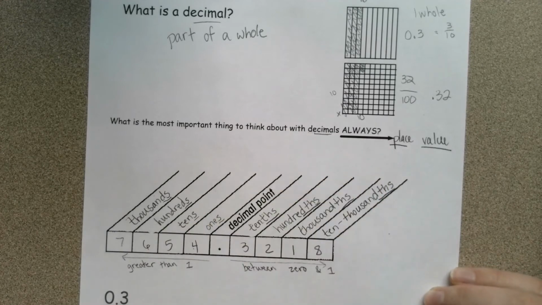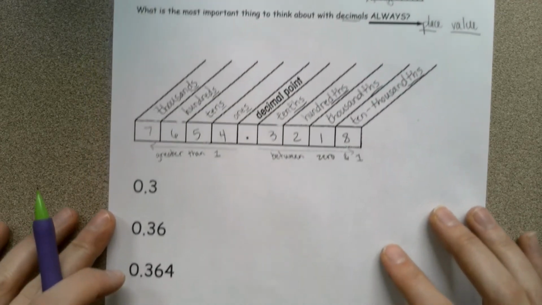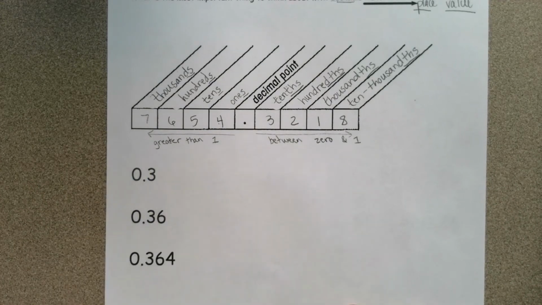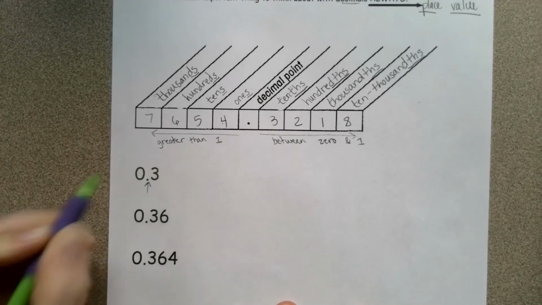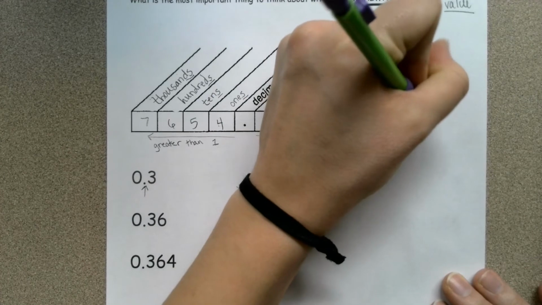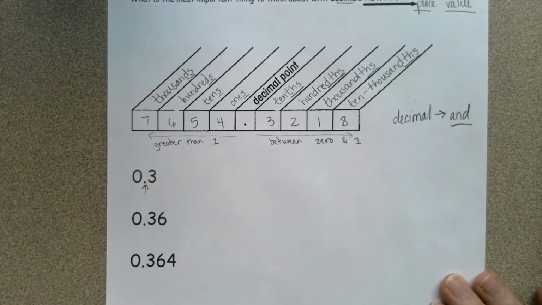Those are the most commonly used ones. You'll find more on the posters in the classroom. But we're going to use those words and those place values to help us write these decimals using those words in word form. Every time we see the decimal, we read it as the word and. So the decimal is read as the word and.